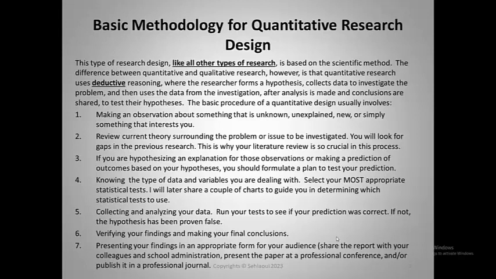The basic procedure of a quantitative research design usually involves the following steps: making an observation about something that is unknown, unexplained, new, or simply something that interests you as a researcher. Then you will engage in a review of current theory surrounding the problem or issue to be investigated. You will look for gaps in the previous research. This is why your literature review is so crucial in this process.